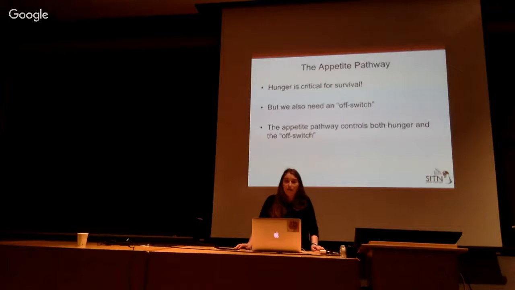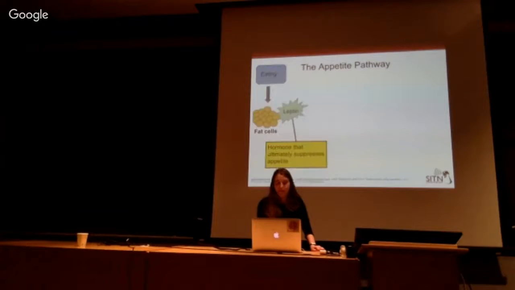However, if you have hunger, you also need to have an off switch, right? You also need to be able to say, you know, I've eaten enough and I need to now stop eating. You don't just want to have gas pumping all the time, you also need breaks. And so the appetite pathway in humans controls both hunger and then the off switch for hunger. So we're actually going to be focusing on the off switch in the context of monogenic obesity.